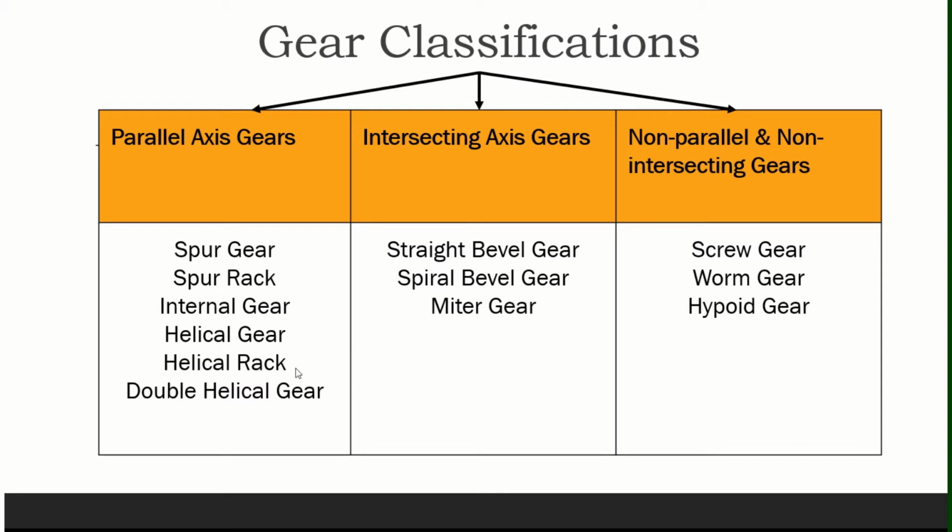These categories are based on the power transmission. So for example, if you want to transmit the power between the two shafts which are parallel to each other, then any of these gears can be used for that particular application. Same thing with the intersecting axis gears. So if the power needs to be transmitted across the two shafts which are not parallel to each other, then either the bevel gears or the miter gears can be used to meet that criteria.